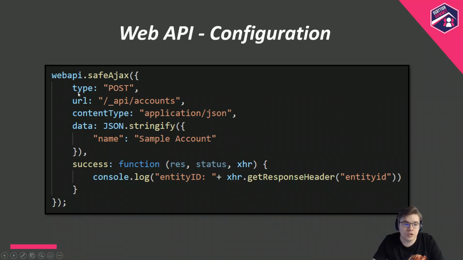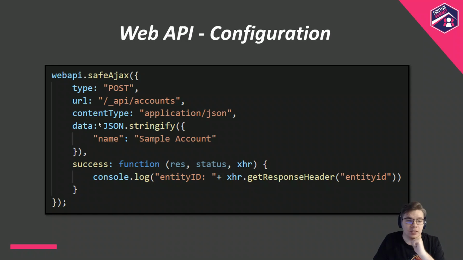So first you need to provide the type of the operation. One of the types that I mentioned previously: post, put, delete, and patch. In this case, because we want to create a new account, we will use post. Then you need to provide the relative URL. As you can see, it's only the last part, so with API and the entity name set. Again, it's entity name set, not just the entity logical name.